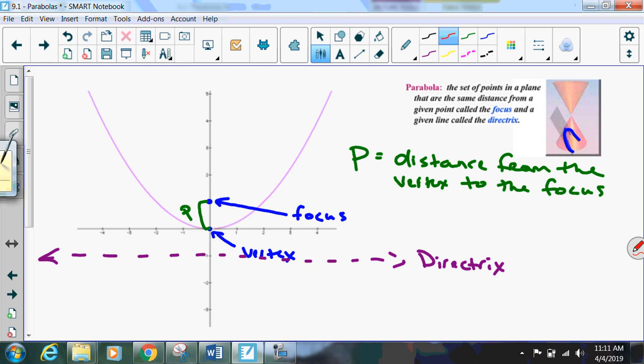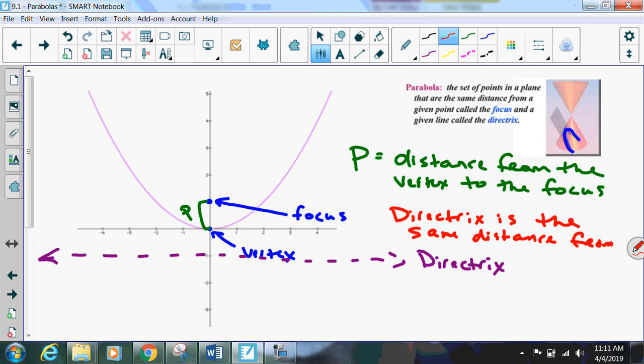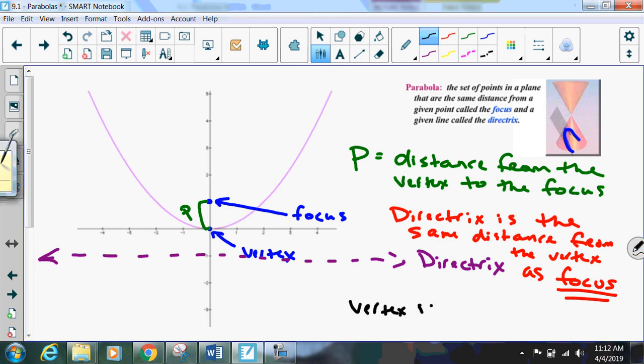We want to write that the directrix is the same distance from the vertex as the focus. Okay? So another way of saying that, if we wanted to see it a different way, the vertex is located midway between the focus and directrix.